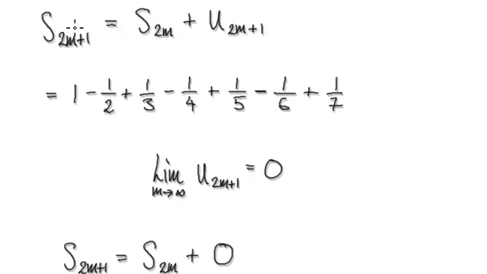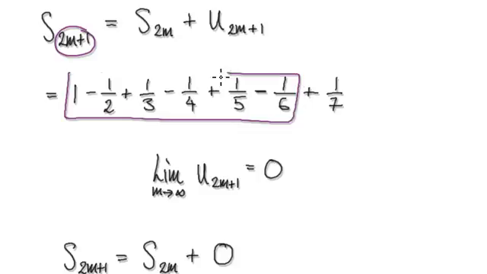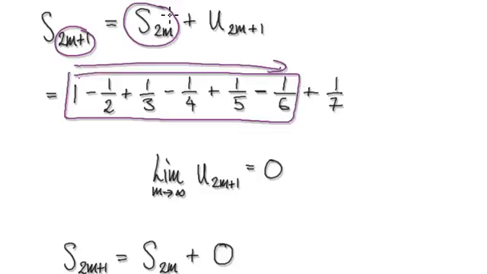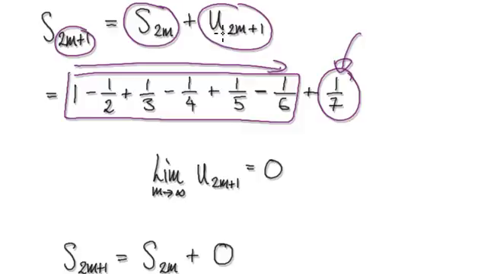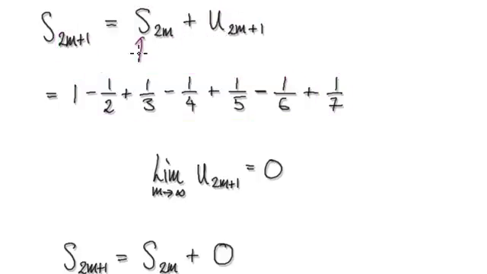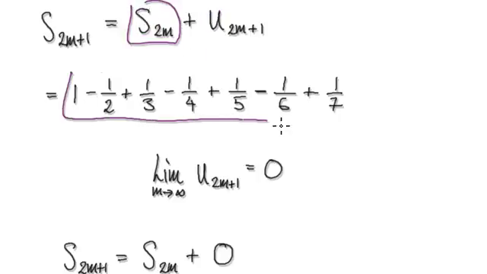So to sum up an odd number of terms, you would sum up all the even ones, so sum up to an even amount. That's this bit here, and then you would add your last term. Notice that this is S and this is U, so they're two different things. This is us summing up everything.